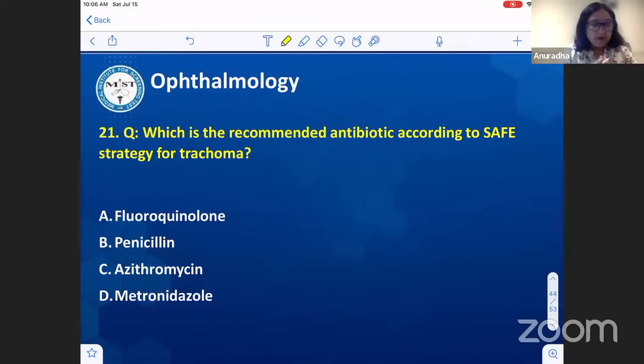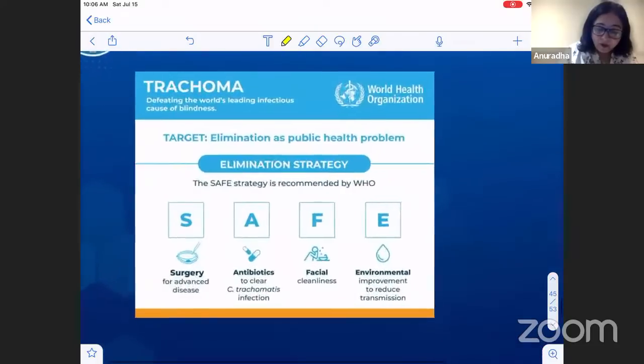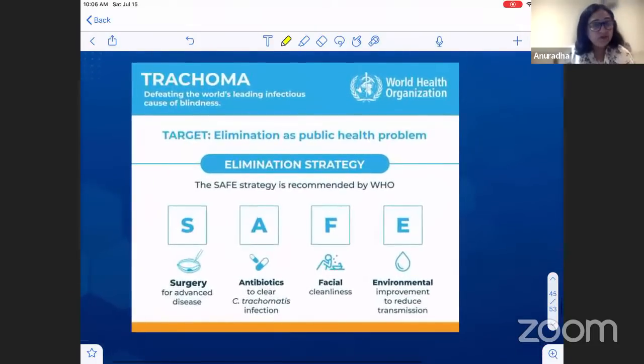SAFE strategy of trachoma, give this a second, and you might get this question in the exam and answer it correctly. SAFE strategy is a strategy given by WHO to eradicate trachoma, and the antibiotic which is preferred there is azithromycin. Azithromycin, please remember that.